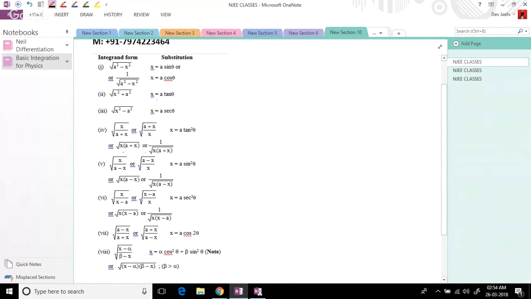Root of x square plus a square, so x can be equal to a tan theta. Root of x square minus a square, so x can be taken as a sec theta. In the same way, all the substitution formulas are shown over there. So you should just make a list of it and remember it. And whenever you get such kinds of expressions in your numericals, you can just implement the formulas and get the final answers. All right.